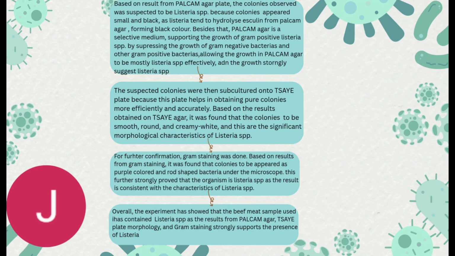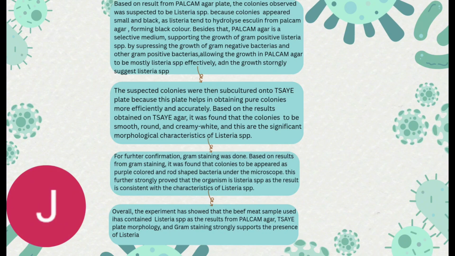Then, based on the results obtained on the TSAYE agar, the colonies were found to be round, smooth, and creamy white in color, and this strongly suggests Listeria species because these are the significant morphological characteristics of Listeria. For further confirmation, Gram staining was done, and based on the Gram staining results, the colonies appeared purple-colored and rod-shaped under the microscope, and this strongly proves that the organism is Listeria species, as the results obtained from the microscope are consistent with the characteristics of Listeria species.